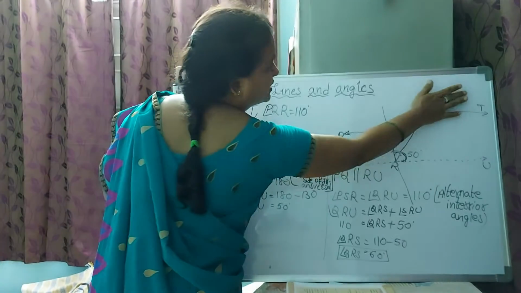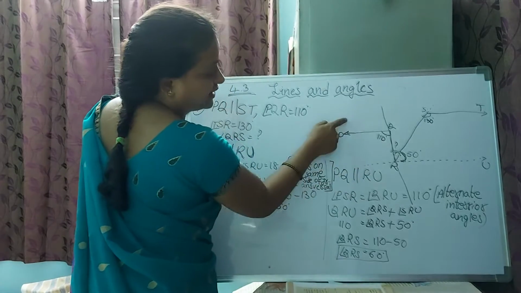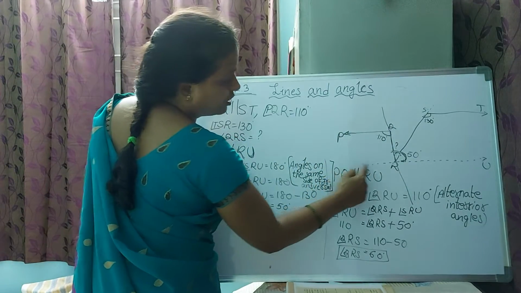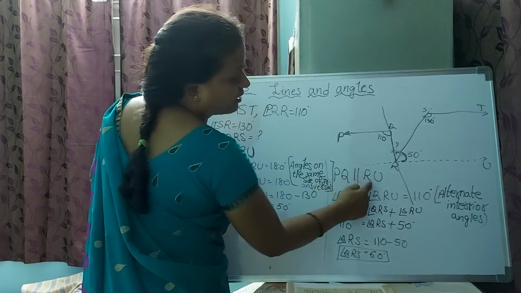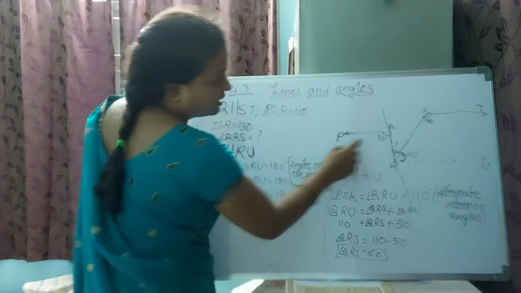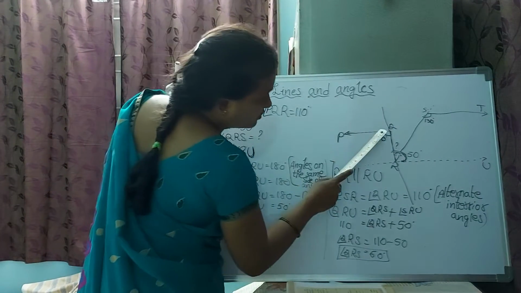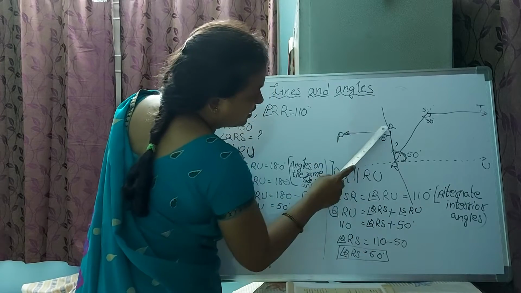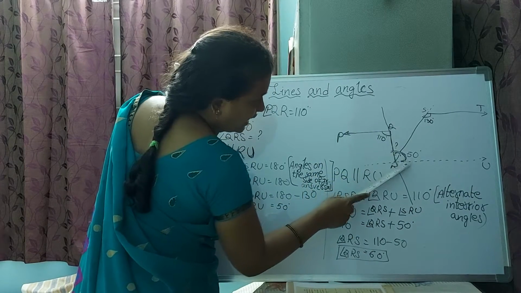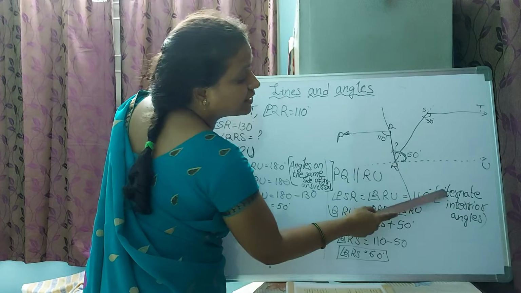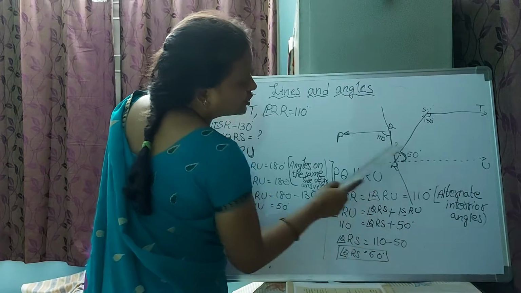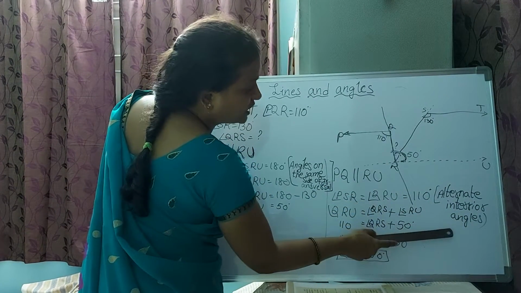Now, forget this line. You see only these two lines. PQ is parallel to RU. Then you observe this angle. This is the transversal. These are alternate interior angles. So alternate interior angles are always equal.